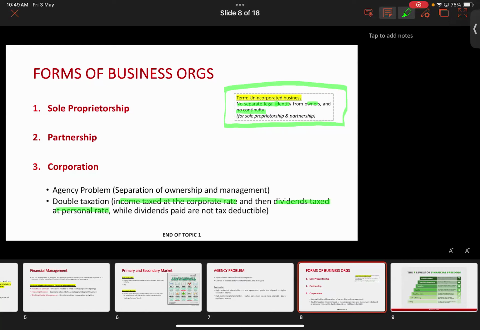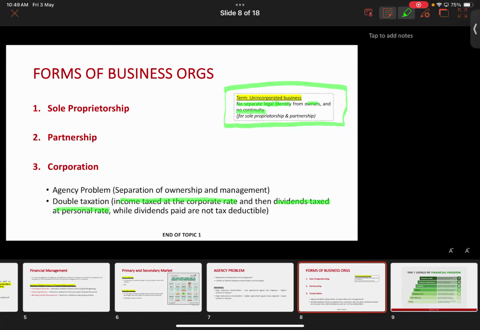Why? Because dividends are not tax deductible. That means dividends are something that the company pays after they get the profits, after they have extra earnings, they pay to the shareholders. Unlike interest, for example, just now we talked about bonds. Bonds have to pay interest every year, right? Interest itself is tax deductible. Interest is considered an expense, so it can reduce the amount of tax you have to pay. But dividends cannot. Dividend is something that you pay when you have extra retained earnings. Therefore, whatever income is earned by the company will be taxed at the corporate rate, and dividends will be taxed at the personal rate. So these are the things that you need to know for your Topic 1 as a quick recap here.